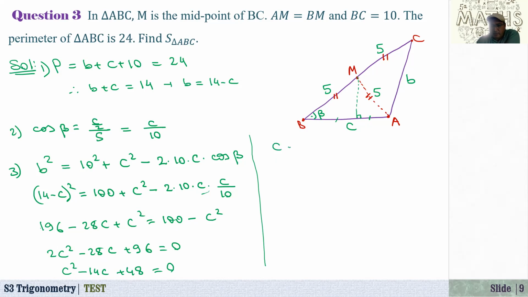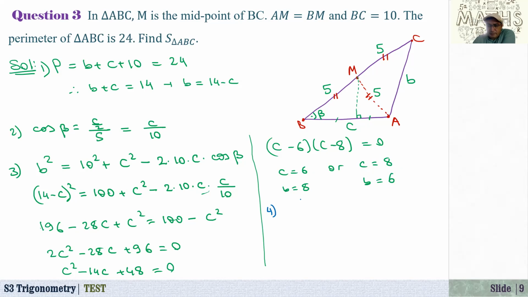So if you factorize this, it is (c minus 6) times (c minus 8), that's equal to 0. Now from here, c equals 6 or c is equal to 8. If c is equal to 6, b should be equal to 8. If c is equal to 8, then b should be equal to 6. Actually, in both cases, it just gives us the same triangle, so I can just pick one of them as the answer.